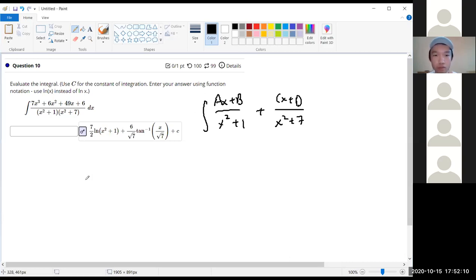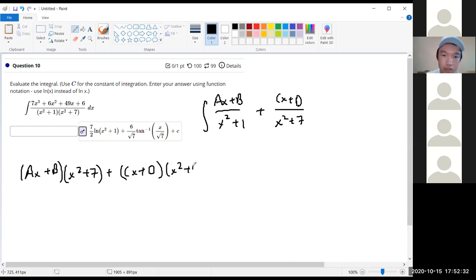Okay, well, the general idea is that you're going to have this equation. So you have ax plus b in parentheses times x squared plus 7 plus the other numerator times x squared plus 1 is equal to 7x to the third plus 6x squared plus 49x plus 6. You can't really use roots here because there's no value of x that'll make anything go to 0.